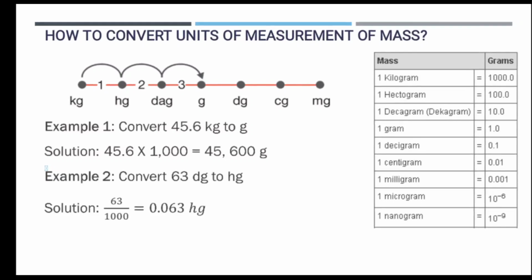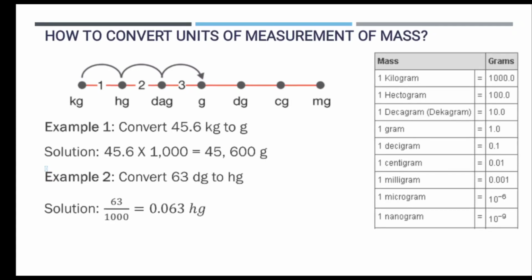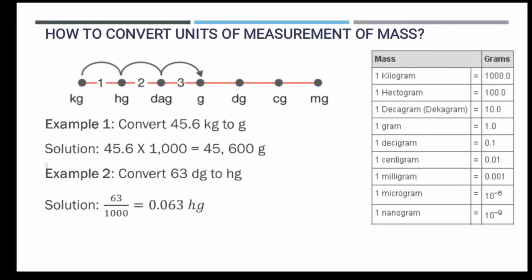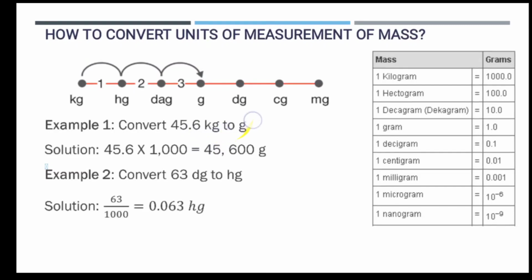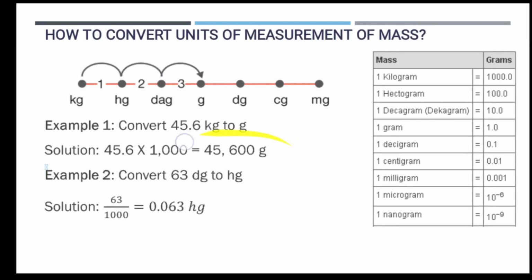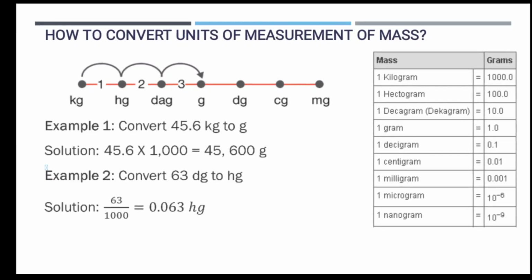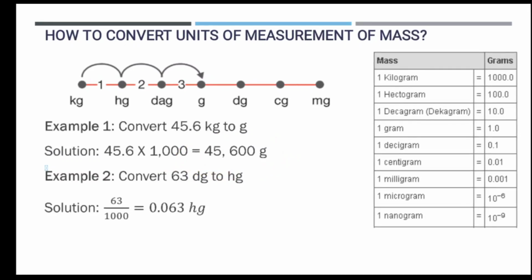1,000 because 1,000 has 3 zeros. Or simply, let's move the decimal point from left to right. How many movements? We have 3 movements. So from here, let's move to the right. 1, 2, 3. So we will add 2 zeros. Okay, so our answer is 45,600 grams. Okay, so 45.6 times 1,000 is 45,600 grams.